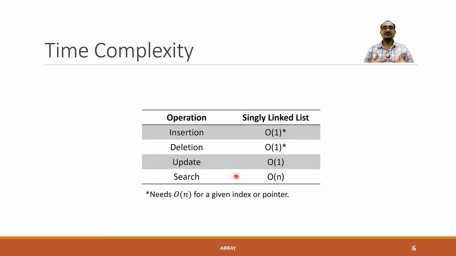Regarding the time complexity, in order to insert or delete one specific element, if we are given the address of the previous item, we can do it in O of 1. But if we are given the address of one specific item and we want to delete it, or we want to add one item just in that position, we need O of n in order to do that, because we need to scan all elements and find the address of the previous item. Update needs O of 1 if we have the address of the element, and search needs O of n because we have to scan all elements from beginning till end of the list.